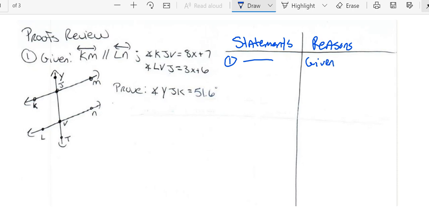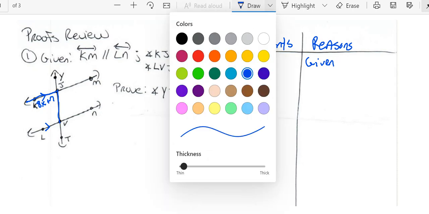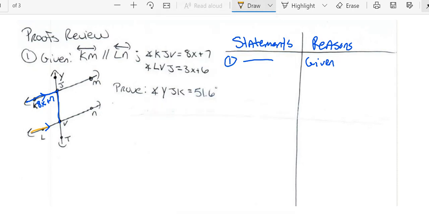You also want to mark the given in your picture, so it tells you that KM and LM are parallel. Just follow the letters. It says that angle KJV, so KJV is this angle here. It's equal to 8x plus 7. I'll put that in. 8x plus 7. And it says that LVJ, follow those letters. It's a different color here. Here's LVJ, so that's this angle down here. It's 3x plus 6. So what you should know immediately is the relationship.